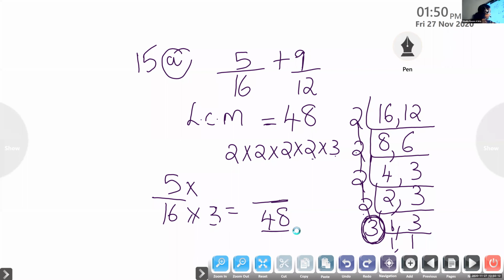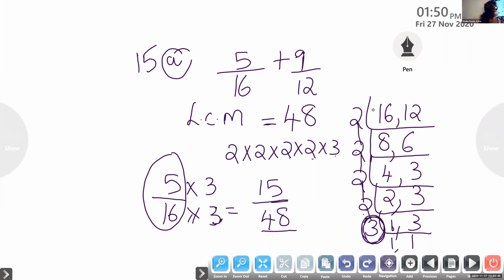Here no need to multiply again because we know already the denominator. Now by the same number we will multiply here. What is 5 into 3? 5 3s are? Yes, Brightlin. 5 3s are 15. So we got 5 by 16, that is equivalent to 15 by 48.